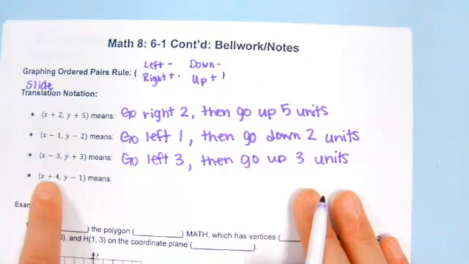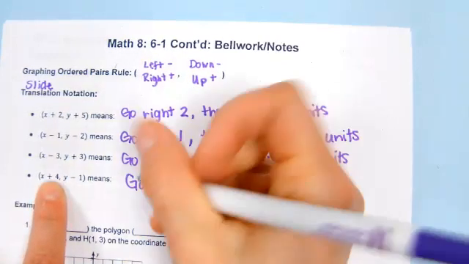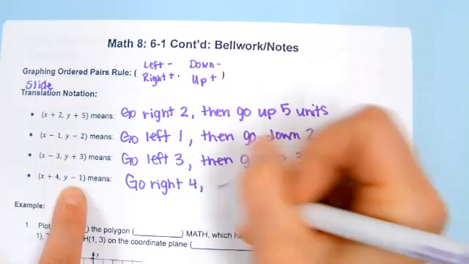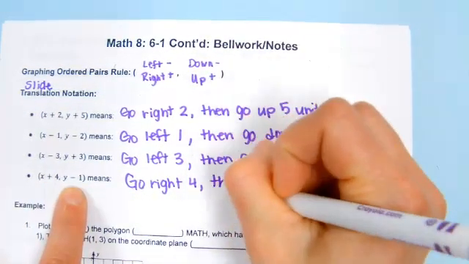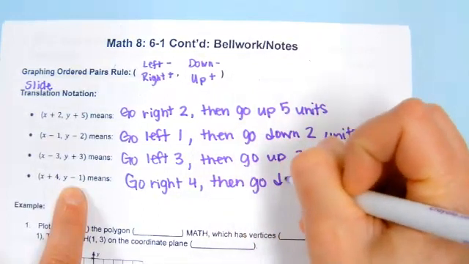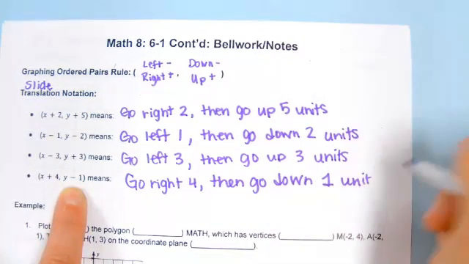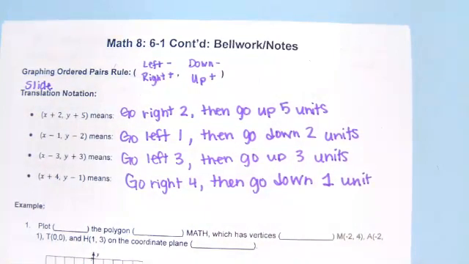Last but not least, this would mean go right 4, because it's positive. Go right 4 units. And then y minus 1 we'd have to go down 1 unit. All right. So this is how we would move our points for all of our figure, okay? And so that's the notation that's new today. All right, let's do an example of it.